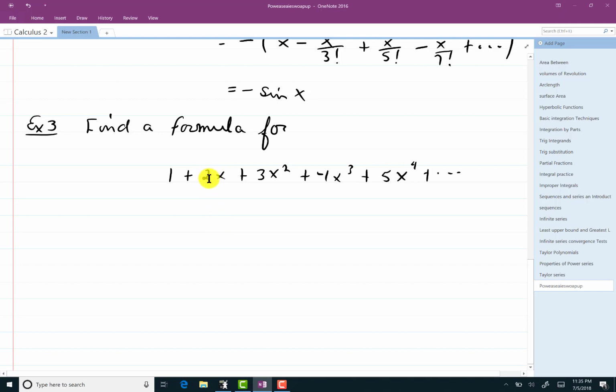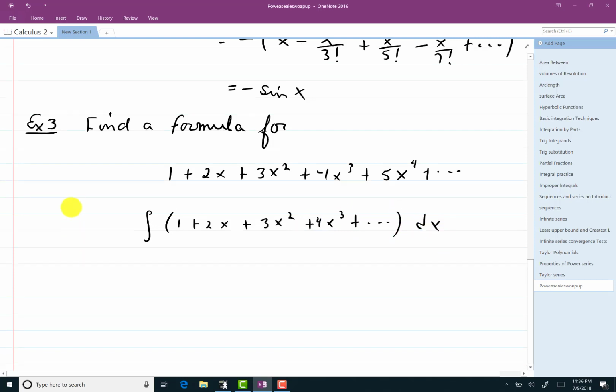If I integrate it, I can get an x squared. If I integrate it, I can get an x cubed. If I integrate it, I can get an x to the 4th. Anyways, this looks like something that has been integrated. So if I integrate it, I'll figure out the limits later on, but I'll get the integral of 1 plus 2x plus 3x squared plus 4x cubed plus dot dot dot dx all the way out there.